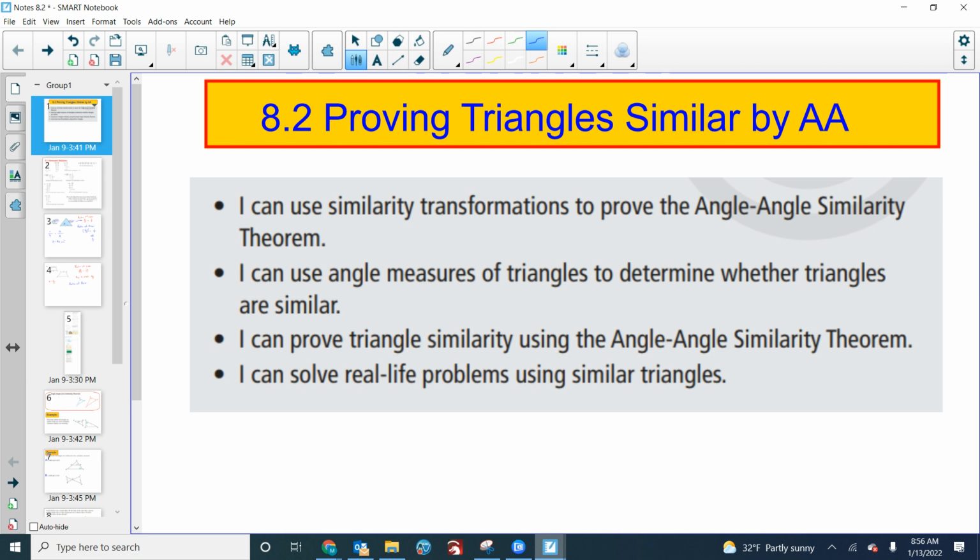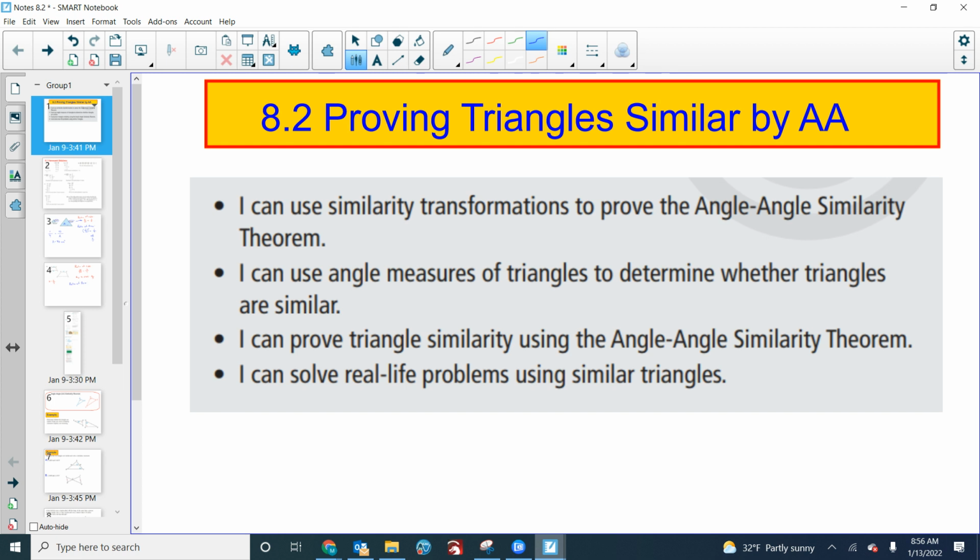If two polygons are similar, their angles are congruent and their sides are proportional. So, in a triangle, what's the minimum number of angles that need to be the same for them to be similar?